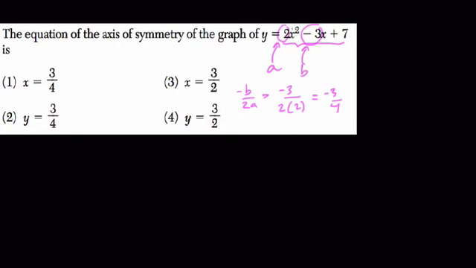Here, though, I apologize. Since b is already negative 3, we have negative b. It's negative negative 3, or positive 3. Sorry about that. It's positive 3/4. And that's choice A. X equals 3/4. X, since it's a vertical line for the axis of symmetry. It would be y equals 3/4 if you had a horizontal line.